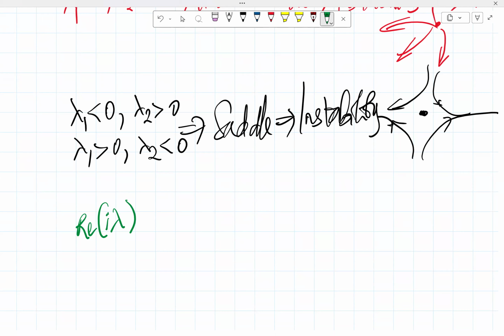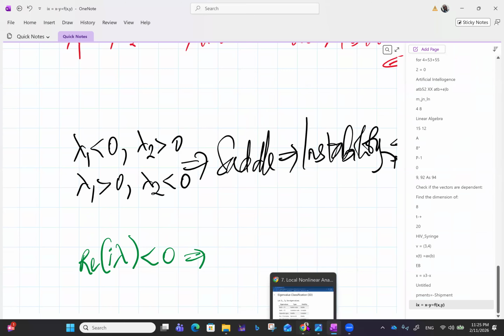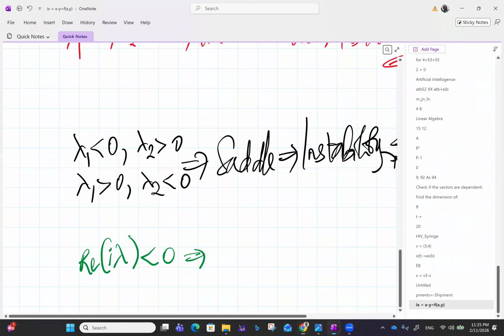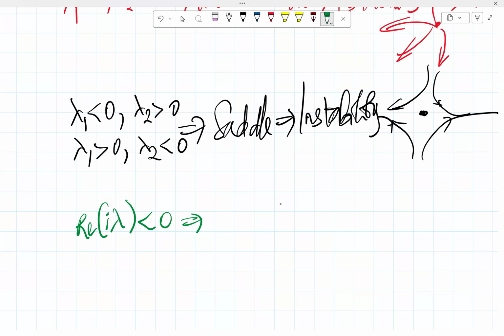An imaginary eigenvalue. So if that real part is less than zero, you know what we have? We have a spiral sink, and it is stable. Yeah, it is a spiral sink and it is stable. So spiral sink, and that implies stability.